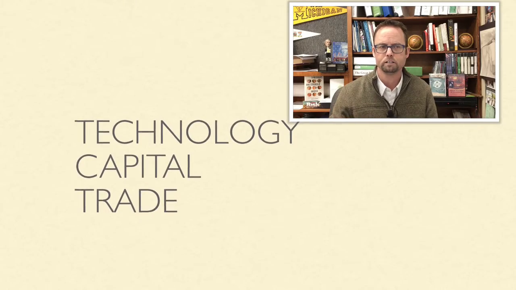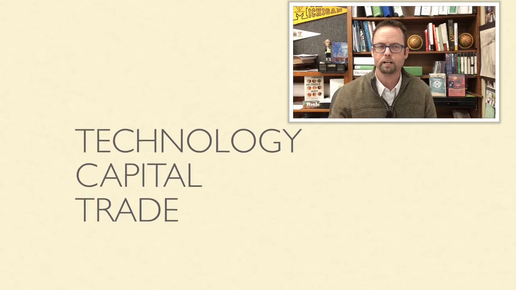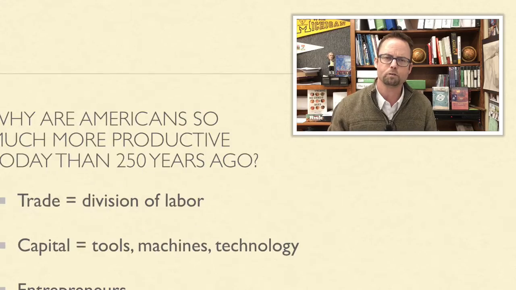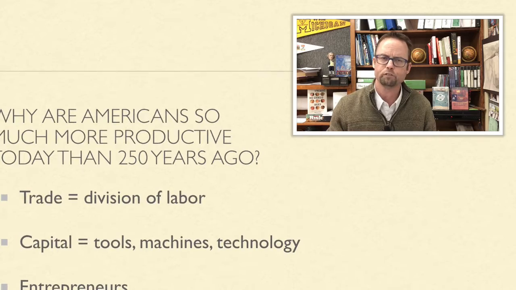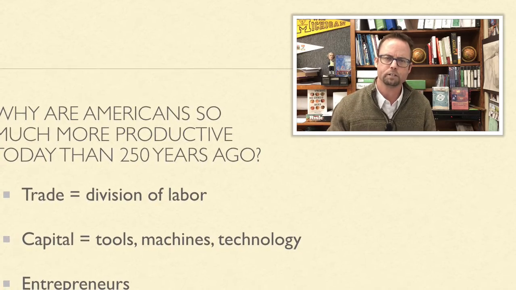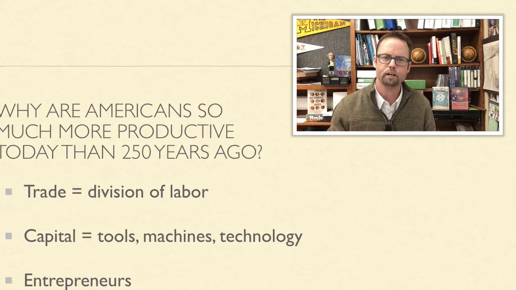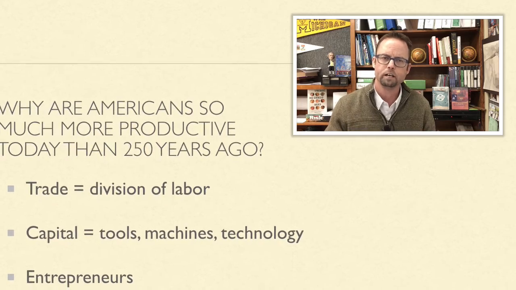And what has made Americans more productive today than 250 years ago? Well, technology, capital, and trade. There are three engines of economic growth. There are three main factors that cause an economy to prosper. One of those is division of labor. And division of labor is a result of trade. Now, since we already talked about trade in key elements 4 and 5, we'll forego that.